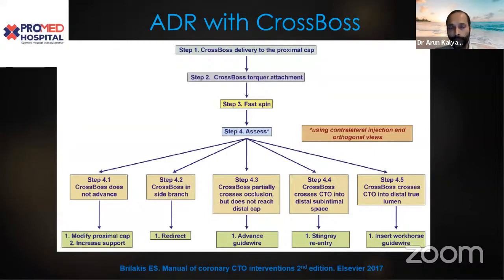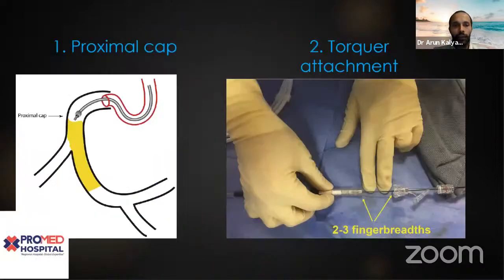I mean, you've got to know where to go, so you have to have an unambiguous cap. And then let me just show you how we go through the steps. Get the Crossbars to the proximal cap. All right, and then this is what you typically do. You want to have 2 to 3 finger breadths and have the Crossbars here.